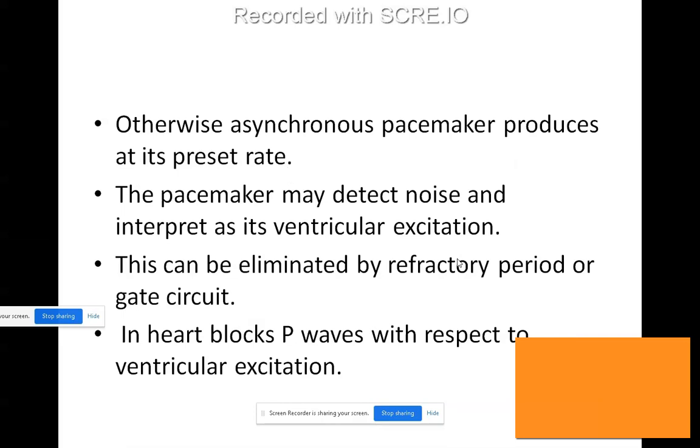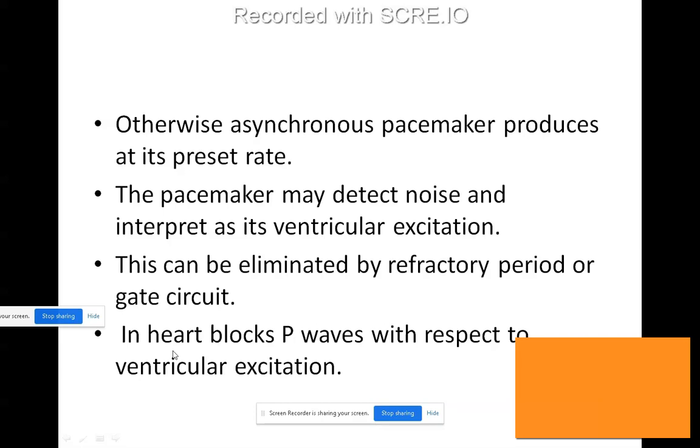Otherwise, the asynchronous pacemaker produces pulses at its preset rate. The pacemaker may detect noise and interpret it as ventricular excitation. This can be eliminated by the refractory period or gate circuit. Sometimes you will have some noise and interfering signal in the ventricular node, and that will be eliminated by the refractory period. The refractory period is that small period taken for accepting the pulse. In that period it will eliminate the noise signal.